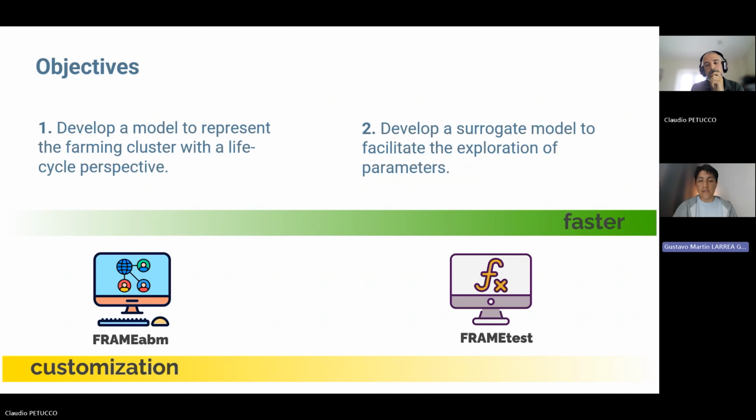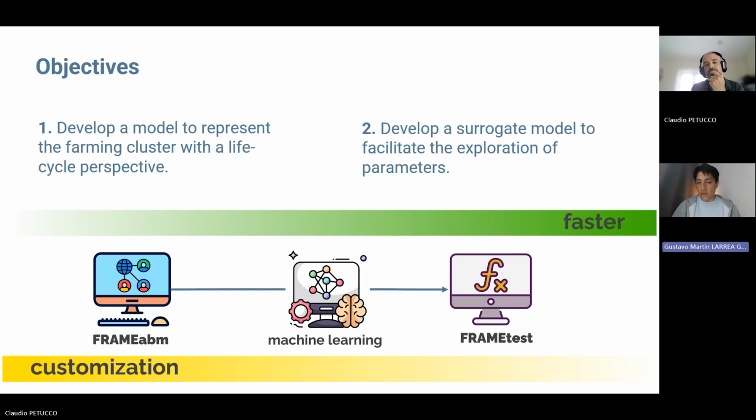So FrameTest is basically built upon the results of the agent-based model we have, using some machine learning techniques. It consists of taking the data from a big number of simulations that we generate with FrameABM and training some machine learning models so we can use them in FrameTest. The advantage of these surrogate models or meta models is that we don't need to run the simulation again, and we get fast predictions. So this is the logic. First I'm going to talk about the model, what FrameABM is actually modeling.